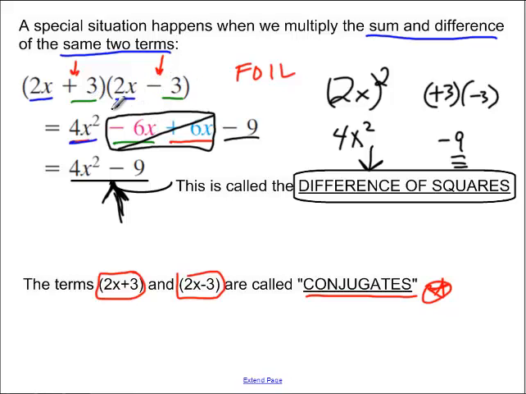We'd get the same thing because the outside terms and inside terms would still cancel out, as minus 6x plus 6x would cancel out to 0, and we'd still have left the first term squared and the second term squared, and we'd have the same kind of result. All right, let's go to the next page and we'll do some examples here.